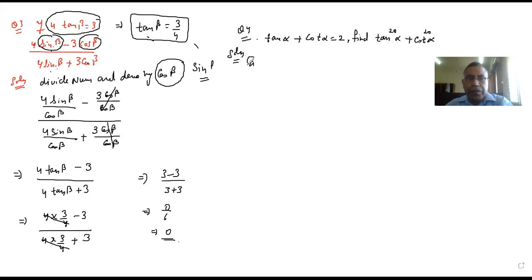So the options for this question are 0, 2, 20, and 2 raised to 20.